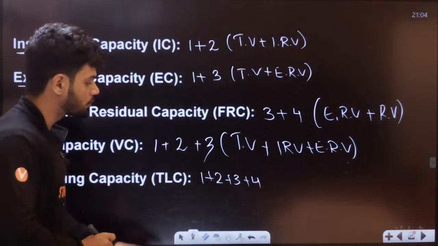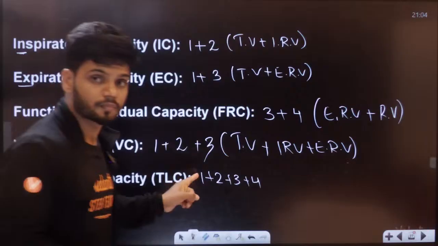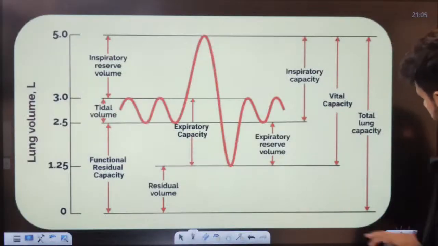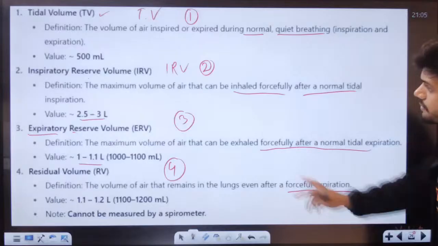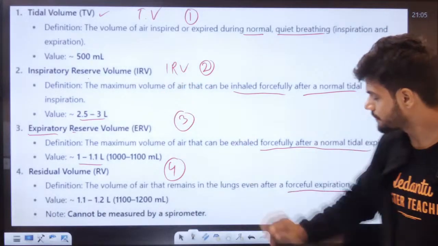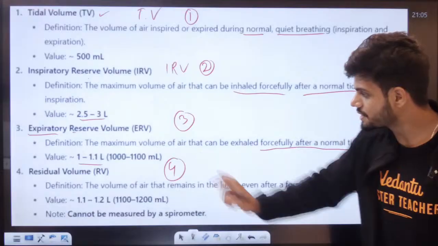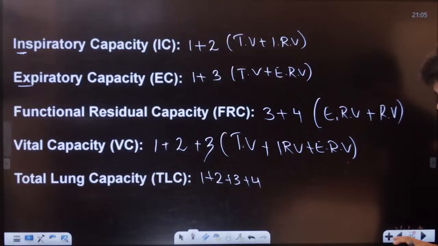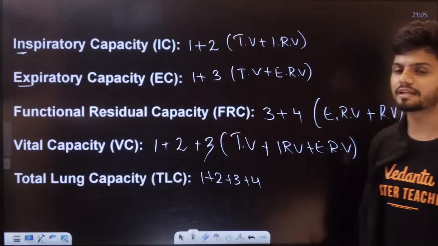That is basically your what? 1 plus 2 is what, students? 1 is the tidal volume. 2 is the inspiratory reserve volume, forcefully inhaling. 3 is forceful removal, the expiratory reserve volume, and the fourth one is the residual volume. All four together is called total lung capacity.